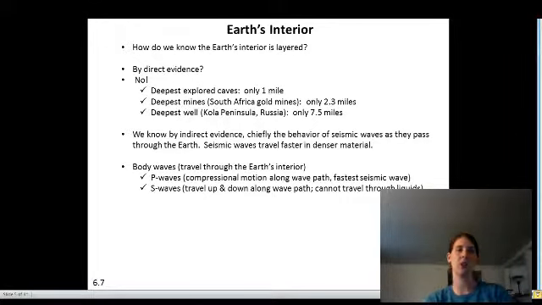So S waves are like if you took a jump rope and just shook it up and down, and it's going to make that up-down wave motion, and that cannot move through a liquid.